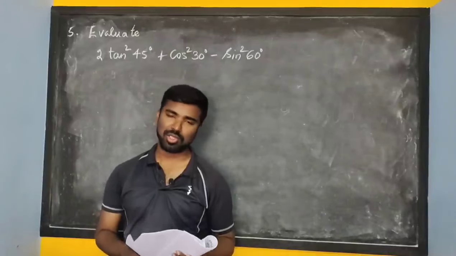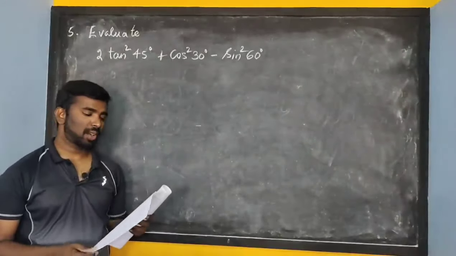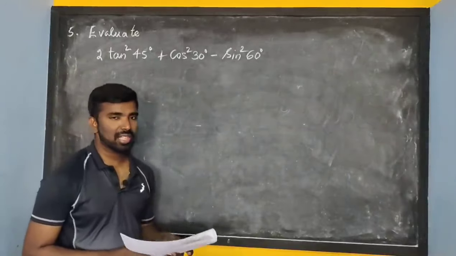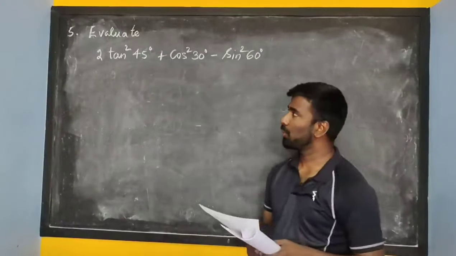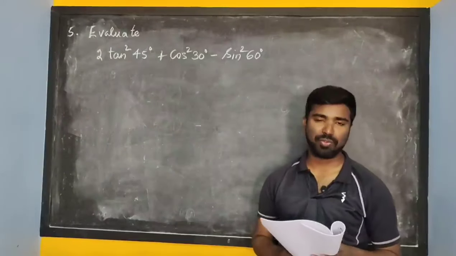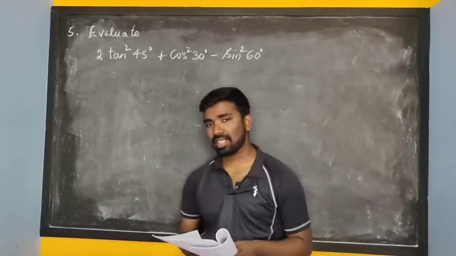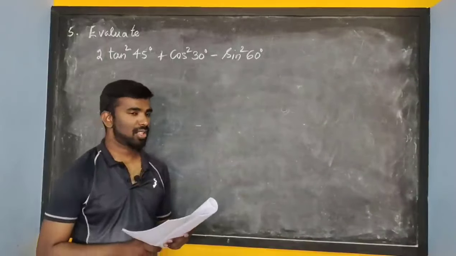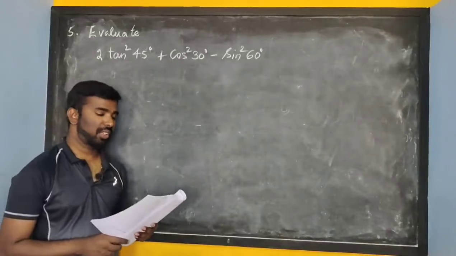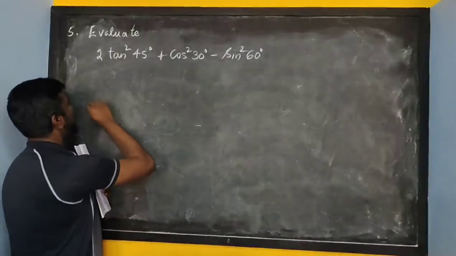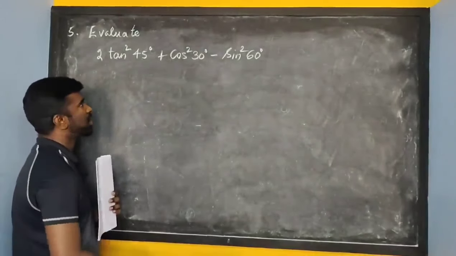Now moving to fifth question, evaluate 2 tan square 45 degree plus cos square 30 degree minus sin square 60 degree. Student, to solve this kind of questions, you should know the standard angle values of all the trigonometric ratios. At least if you remember sin and cos values, standard angle, you can find out the other values. Now evaluate 2 tan square 45 degree plus cos square 30 degree minus sin square 60 degree.